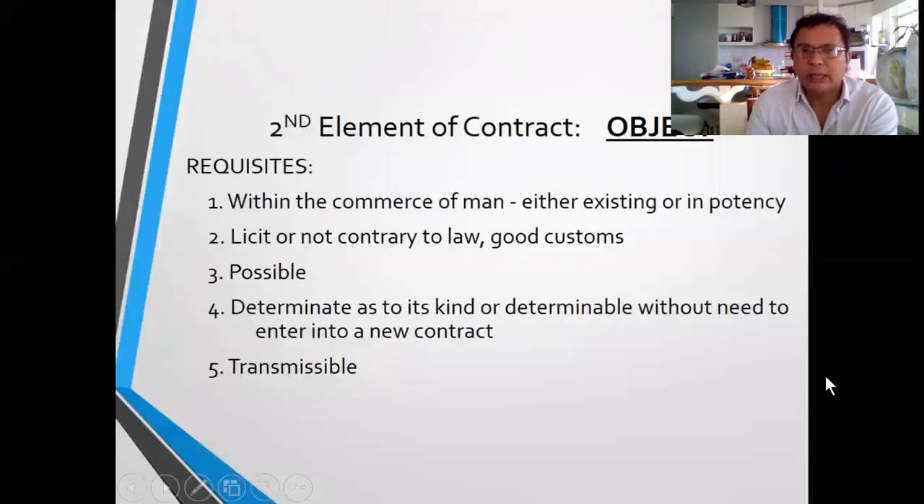We go to the second element of contract, which is object. So the object must be within commerce of man. So existing and potent. It should be legal, not contrary to law or good customs. It must be possible, so meaning it is, again, legal and physically deliverable. It must be determinate as to its kind, determinable without need to enter into a new contract, and transmissible.